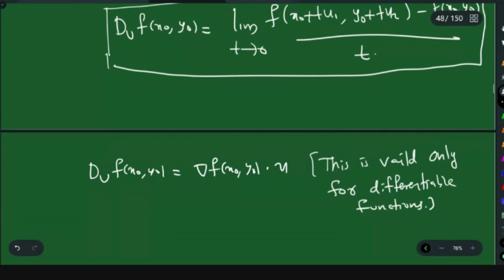I have given a lot of examples in which they are not equal. That is there in my previous video. You can just look at it. I'm not including those things here because of the shortage of time. So you can just look at that. Okay. So Du of f of x naught y naught is always not equal to del f of x naught y naught dot u. So this quantity is equal when f is differentiable. Okay. So these are all some basic concepts I wanted to mention.